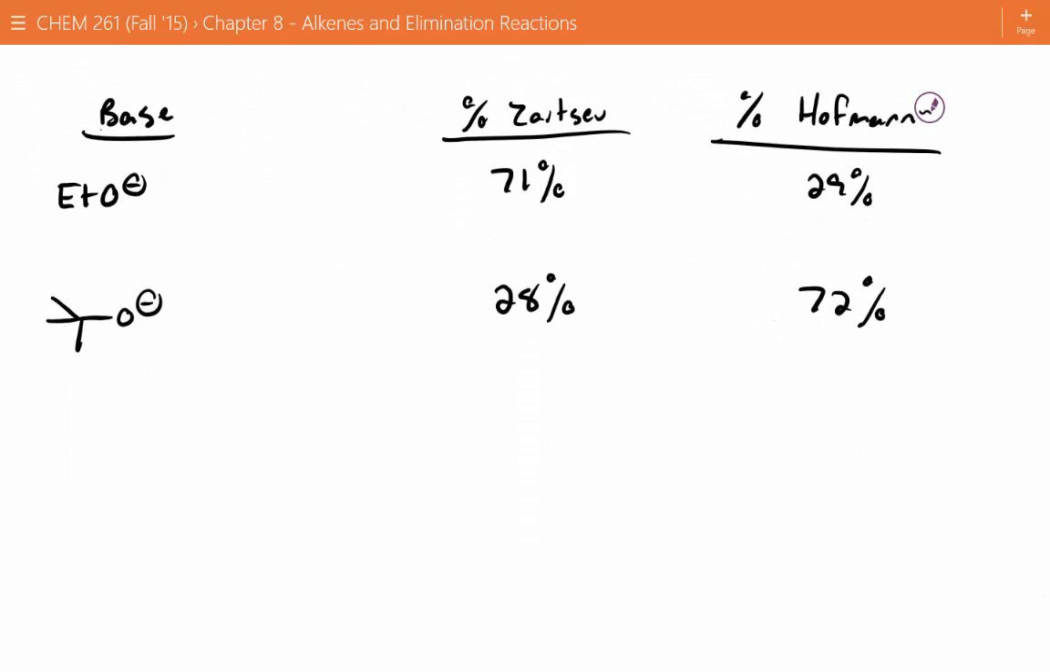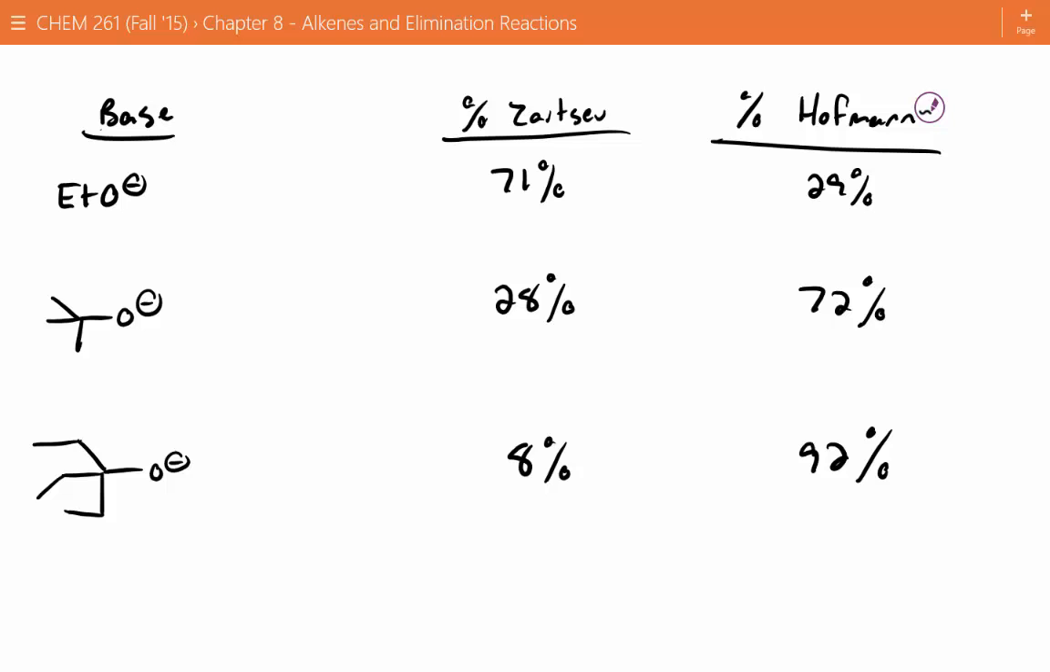And then last but not least, we get the super big base. Are we going to get mostly Hofmann or mostly Zaitsev? Mostly Hofmann, exactly. So we only get 8% of our Zaitsev product, and we get 92% of our Hofmann product. Yep. How did you get the percentage for your bases? So this was experimentally determined.